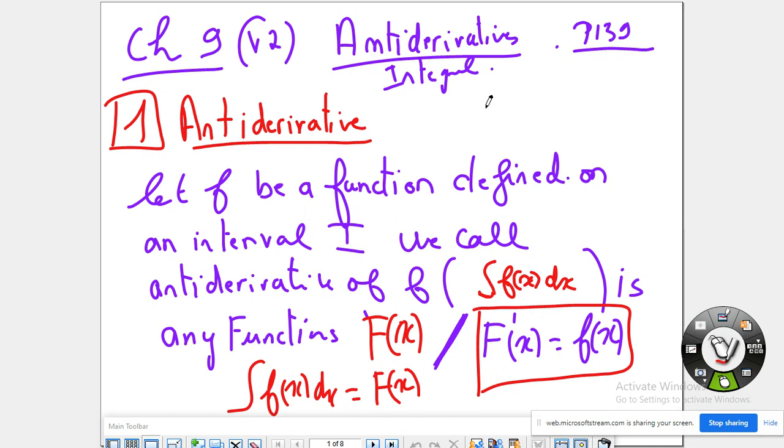I have the answer. I need to know what was this function before I made the derivative. So what is the definition of the antiderivative first?